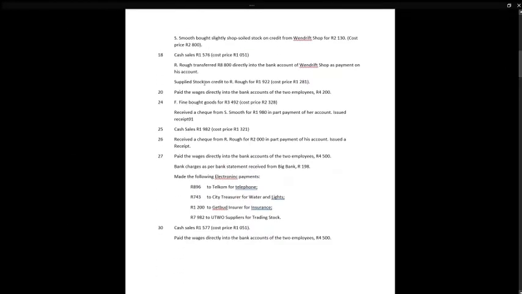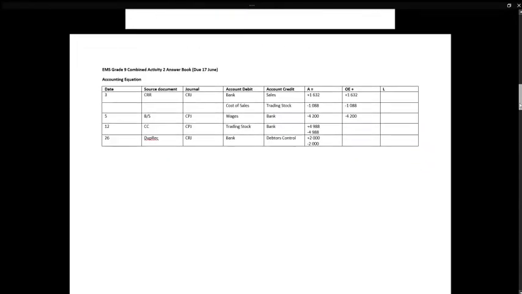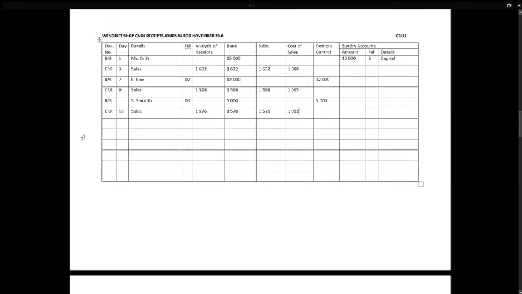Next transaction also took place on the 18th. RRAF transferred 8,800 Rand directly into the bank account of Wendrift Shop as payment on his account. Right, so we received money directly into our bank account, which means the source document is the bank statement. It took place on the 18th, and I'm not going to write the date again. Debtor's name is RRAF.